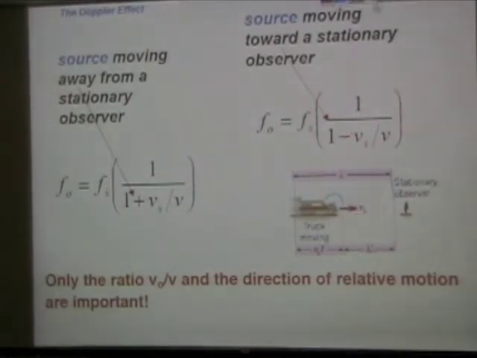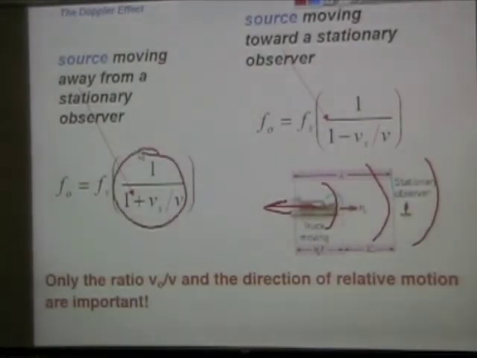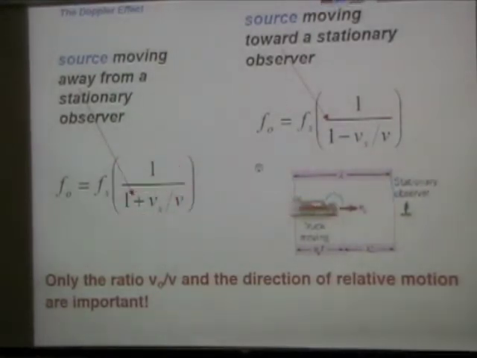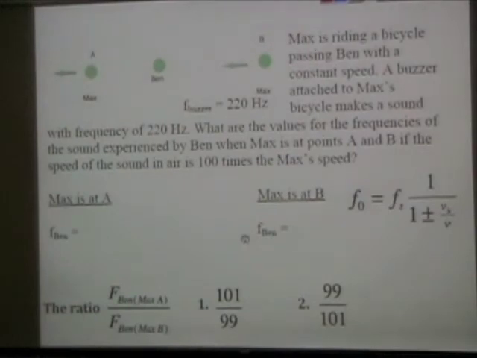However, if the source would be moving away, in that case, the frequency of the sound experienced by the observer would be lower. And in that case, we have to decrease the fraction. To do that, we should increase the denominator. To do that, we should choose plus. Well, similar situation, no question. Just let's think about it now.